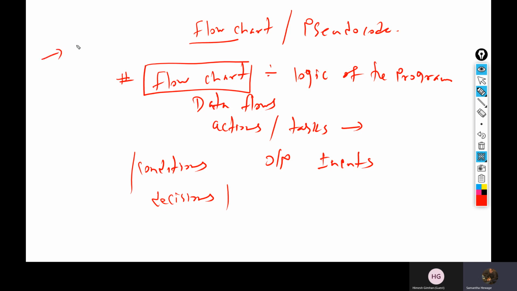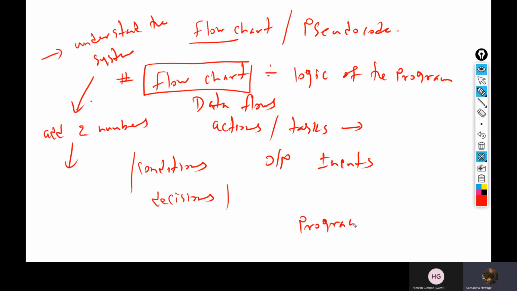So normally why do we need a flowchart? To understand the system. That's the first thing. Which system? Whatever the system is. For example, I will take a small example: adding two numbers. You are writing a program to add two numbers. Before writing the program, programming comes under software development. Programmers are the people who develop computer systems.